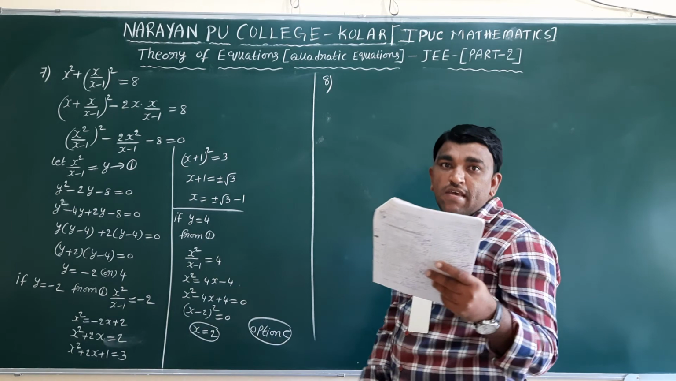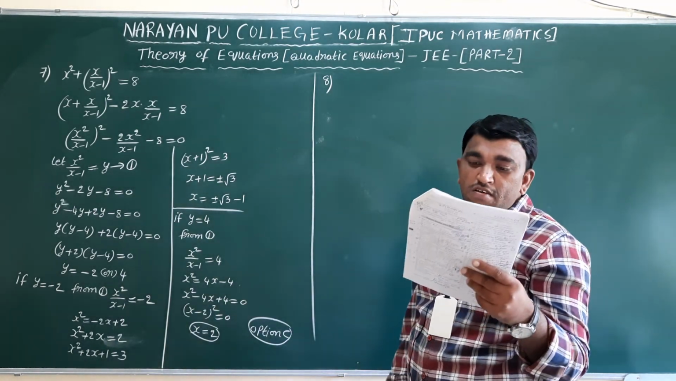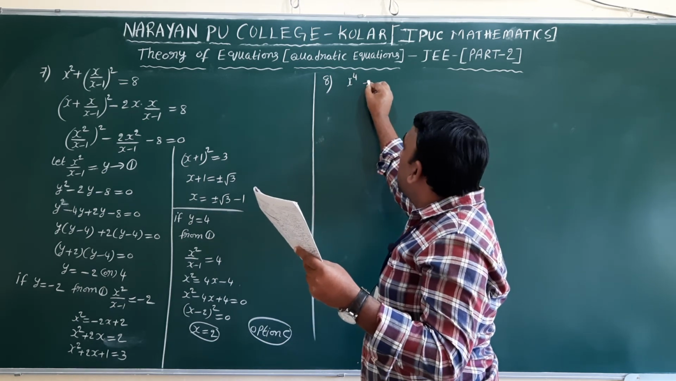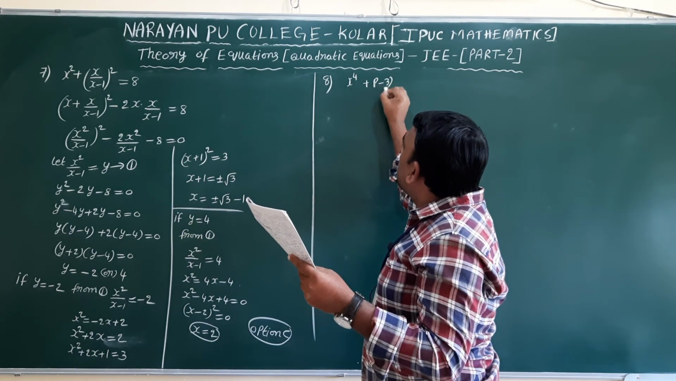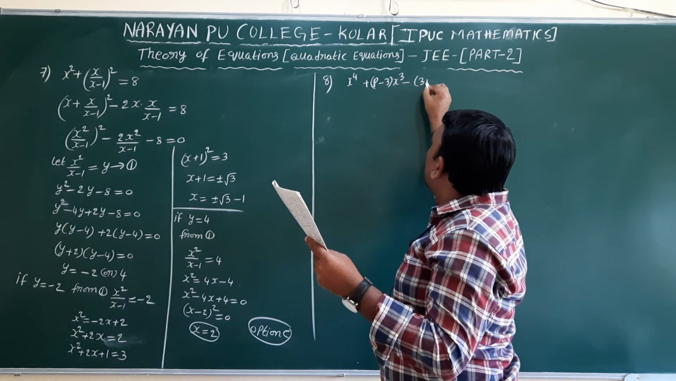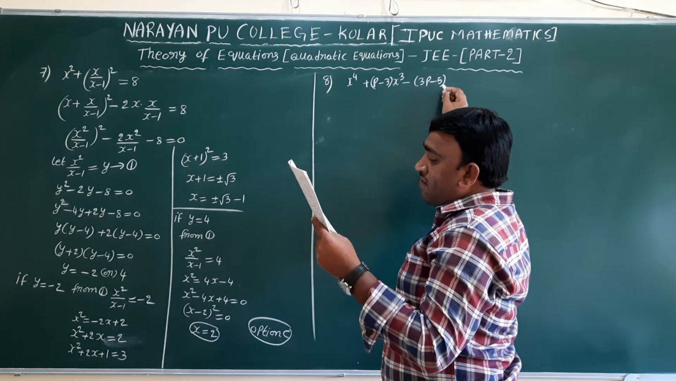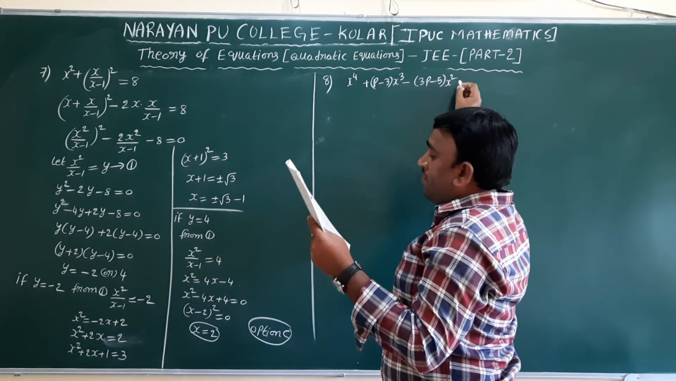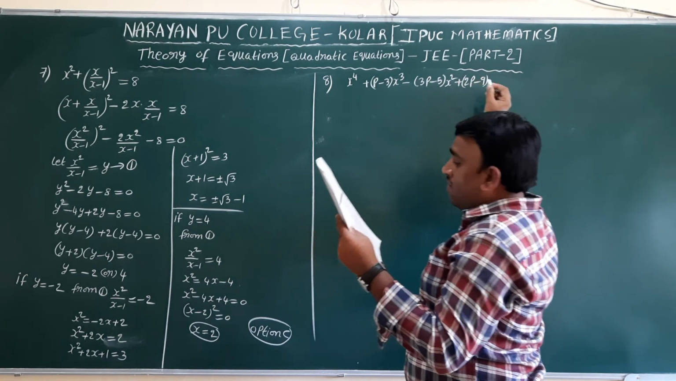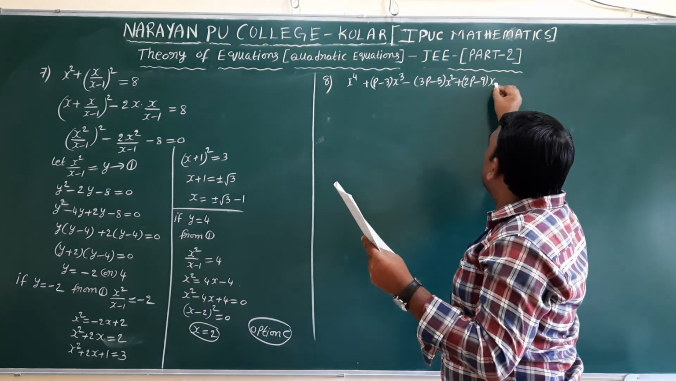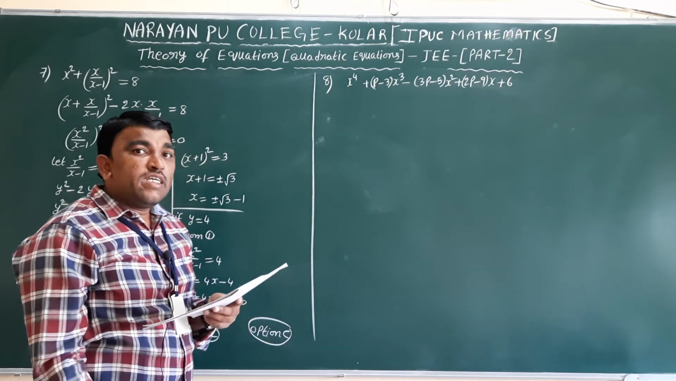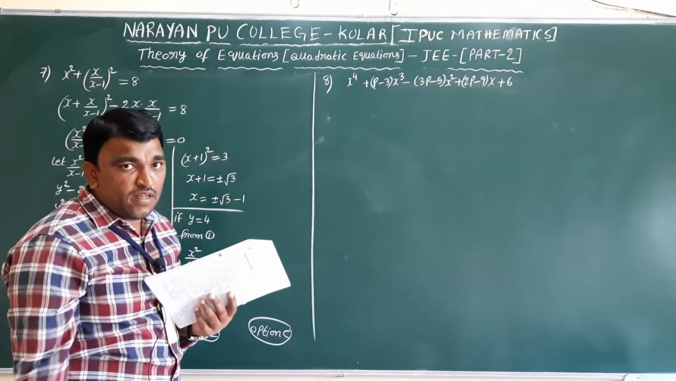8th one. If x plus 1 is factor of x power 4 plus p minus 3 into x cube minus 3p minus 5 into x square plus 2p minus 9 into x plus 6. Which of the following is not other factor?